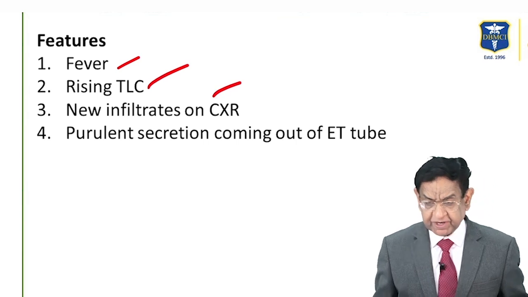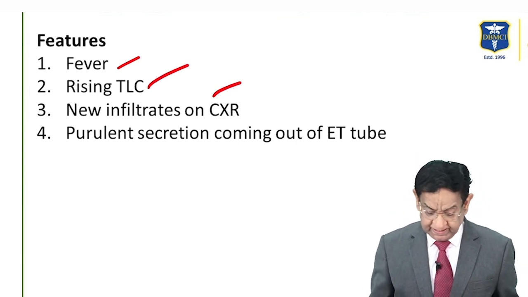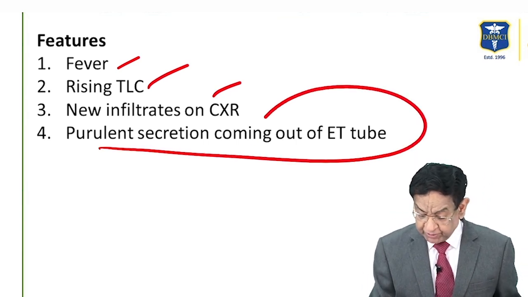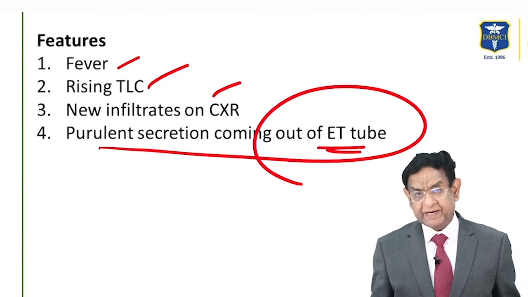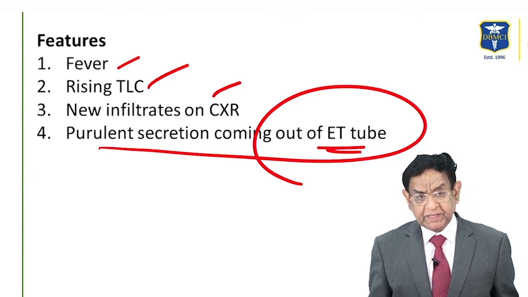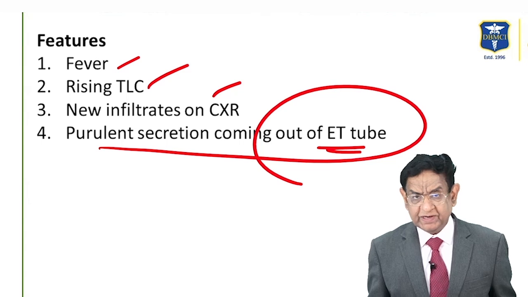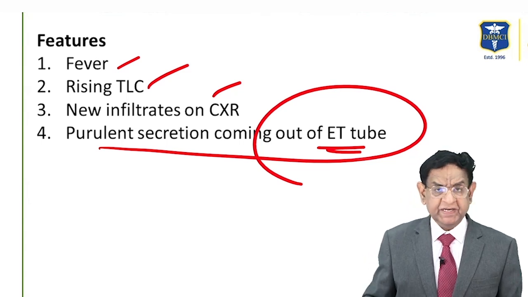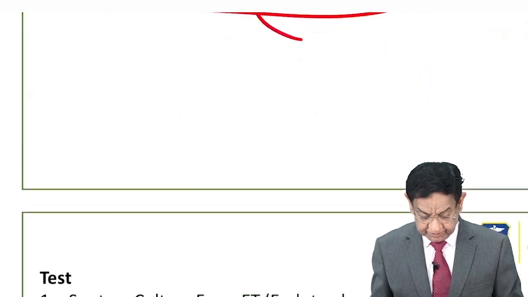New infiltrate on chest X-ray, and purulent secretion coming out of the endotracheal tube. ET tube is endotracheal tube. So these are the few parameters by which we can really say that the patient has developed ventilator-associated pneumonia.